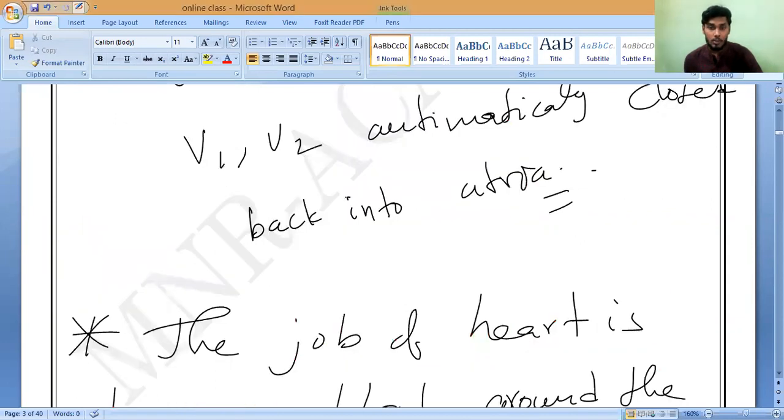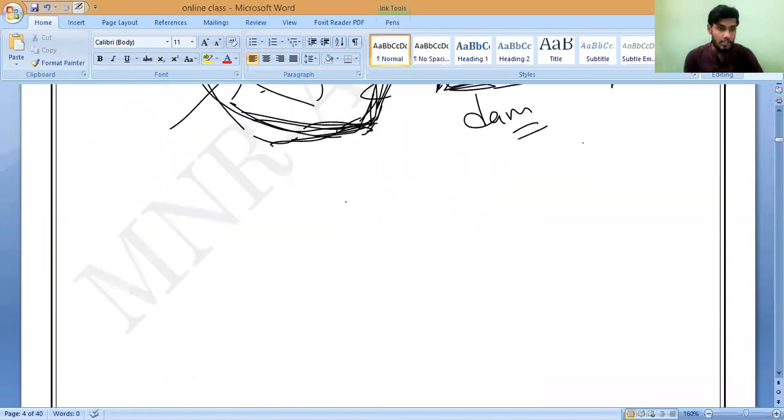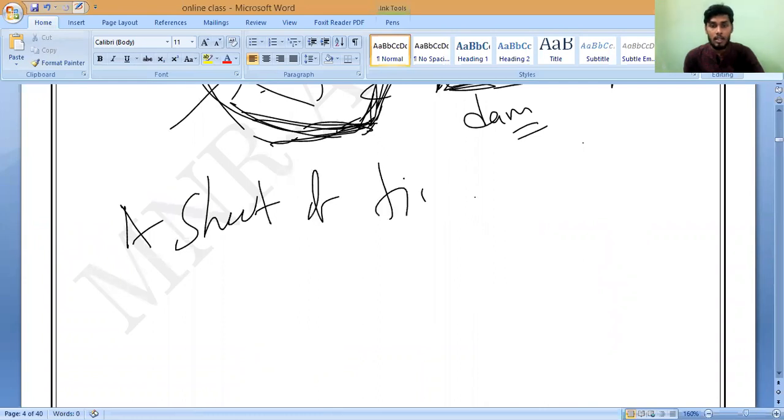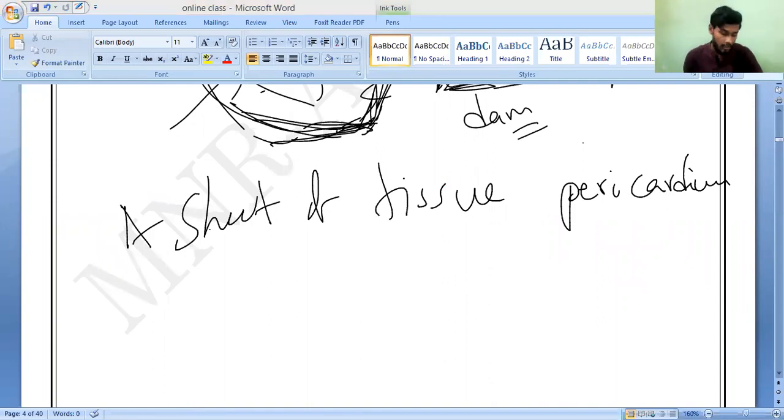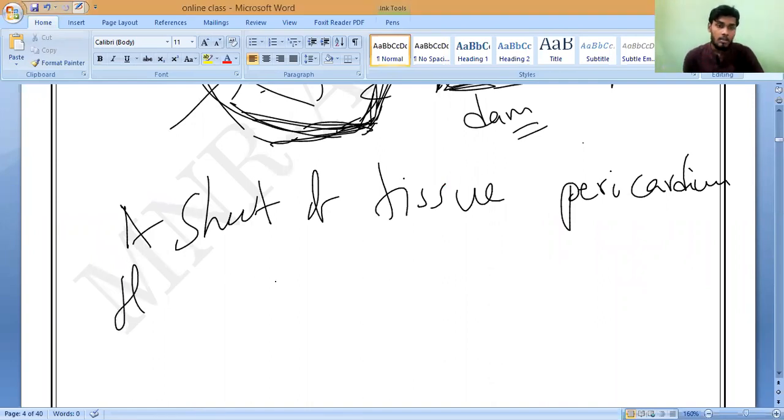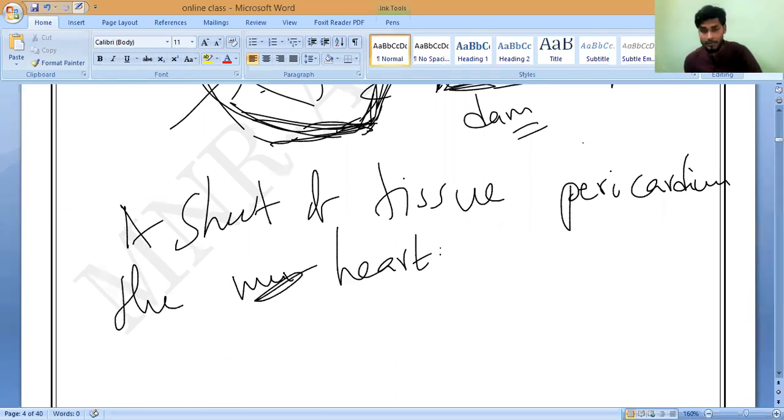A sheet of tissue. What is that called? Pericardium. Understand? What will pericardium do? It protects the muscular heart. Protects the heart, you can remember. That's all. So it is like a thin layer surrounding the heart, which will protect that muscular heart.